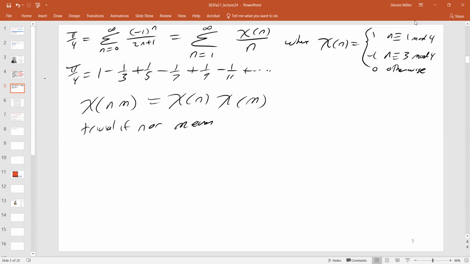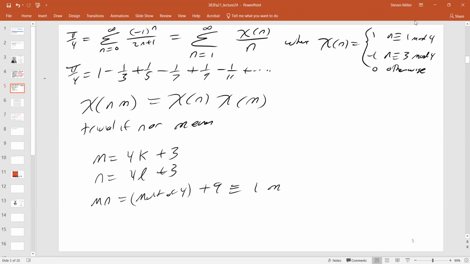All right, so hopefully you've seen at least modular arithmetic and congruences. If I have 2 numbers, I can look at their remainder and I can just multiply them out. So I could write m as 4k plus 3, and n say is 4l plus 3, and I would have m times n is equal to a multiple of 4 plus 9, which is congruent to 1.